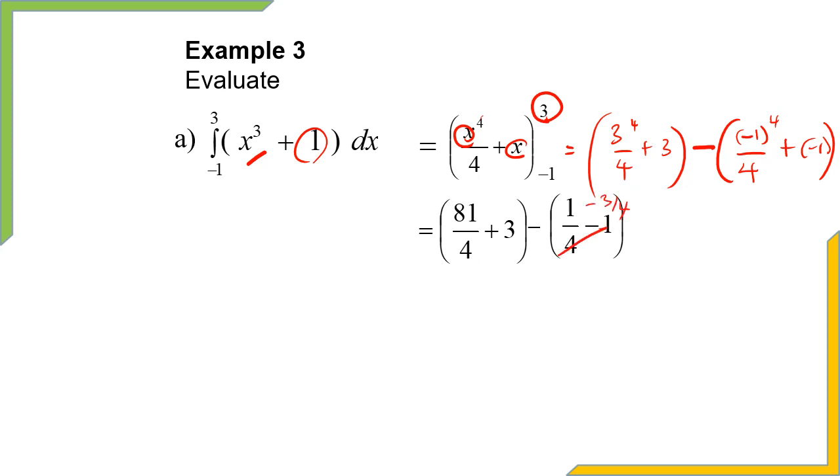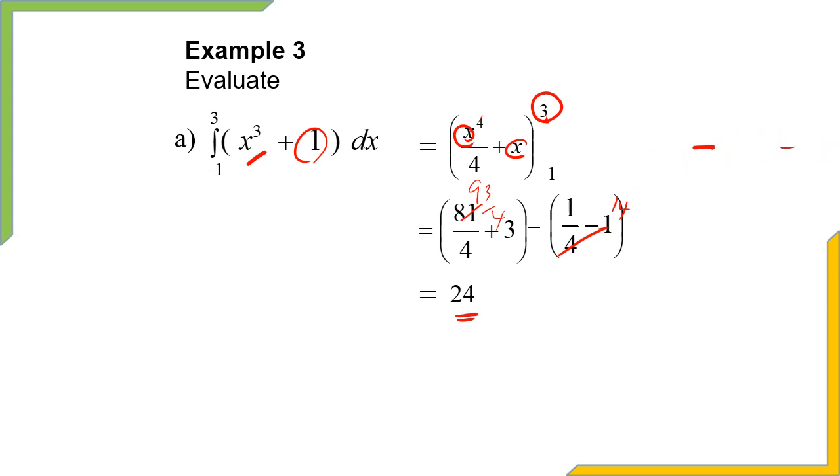This is equivalent to 12 plus 81 over 4, which is equal to 93 over 4. So 93 over 4 minus negative 3 over 4, so 96 over 4, which is equal to 24. Okay? So this is how we find the definite integral. What you need to do is just substitute the upper limit and then subtract when you substitute the lower limit. So let me write down this again.